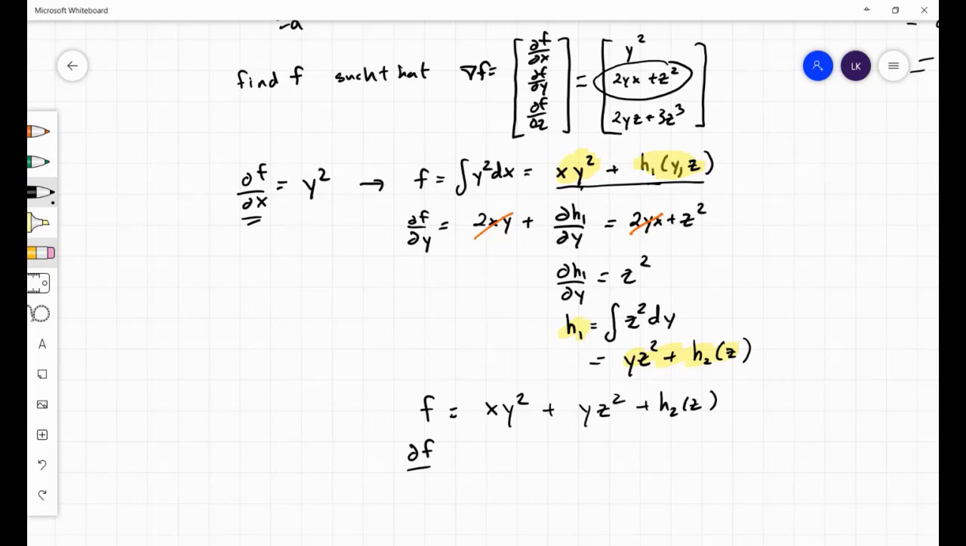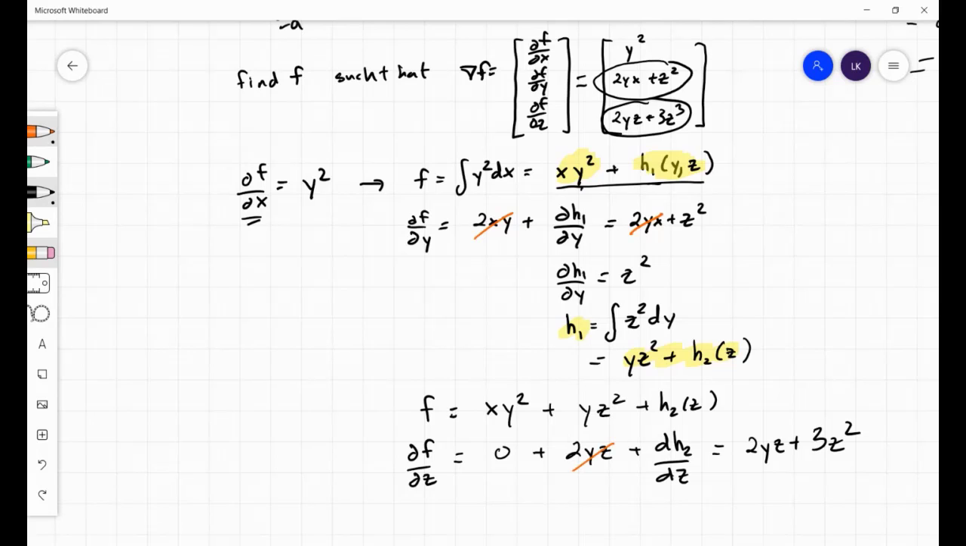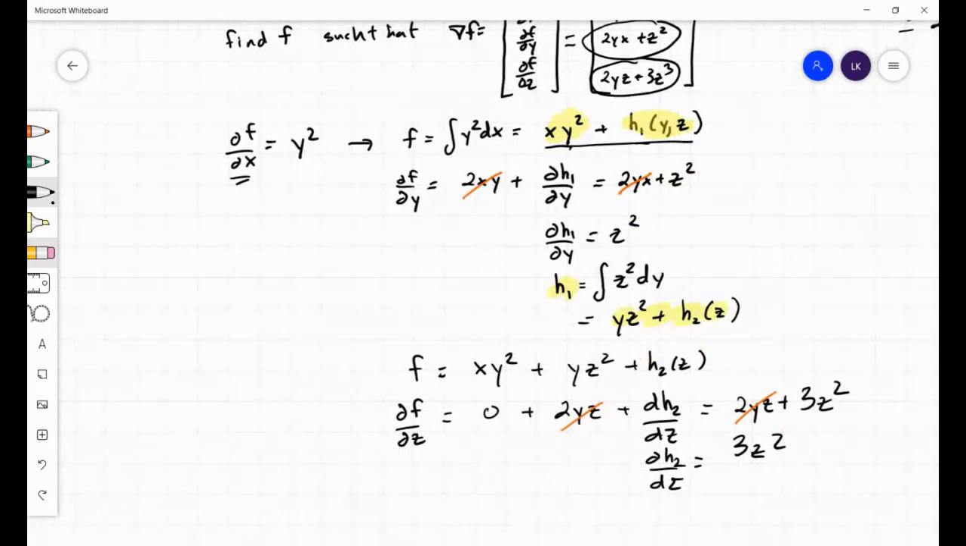So finally, we can differentiate f with respect to z. So that's 0, that's 2yz, and this is the derivative of h2 with respect to z. And we know what that should equal, the third component of our vector field. And any function of x, y should cancel. What should remain is just some function of z, as advertised. h2 is just a function of z.